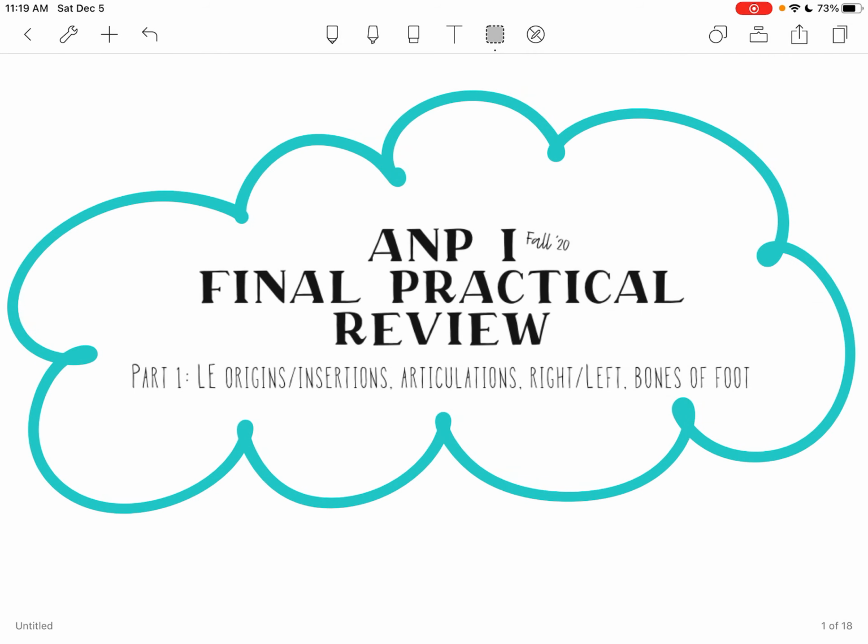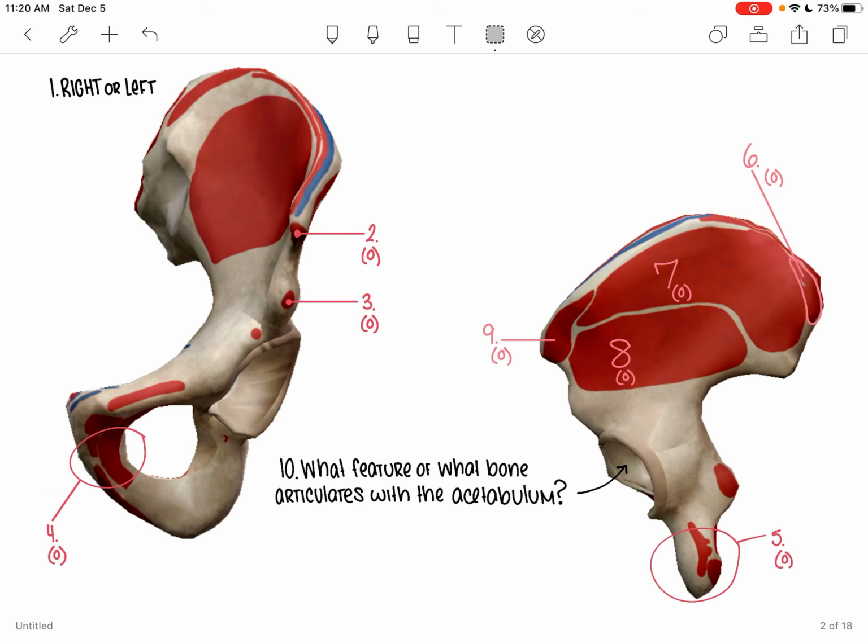This is going to be part one of a final practical review series of videos. So today we're going to focus on lower extremity origins and insertions primarily, and then some articulations, right and left bone determinations, and bones of the foot. It's going to be in a quiz style like some of our previous videos have been. So you'll be able to go through the questions on your own first, and then we'll go over them. All right, so let's get started.